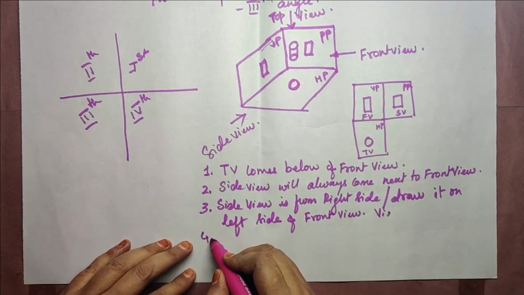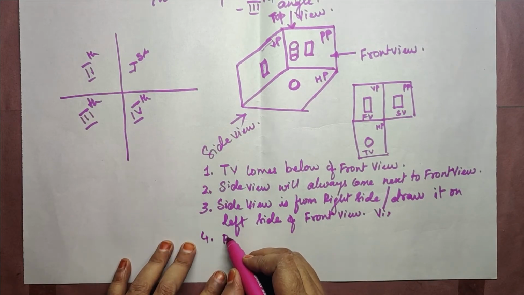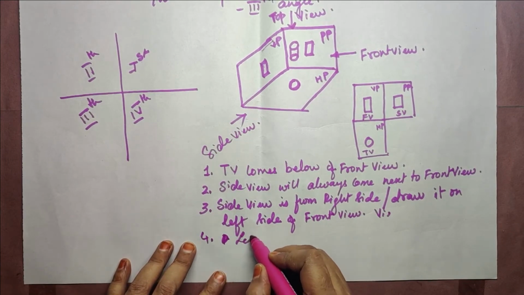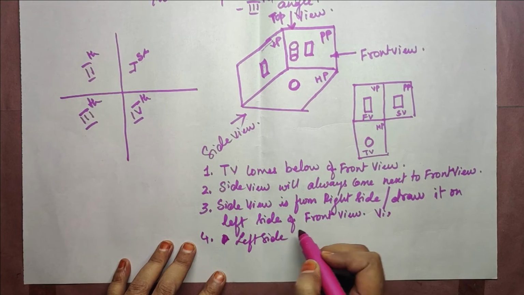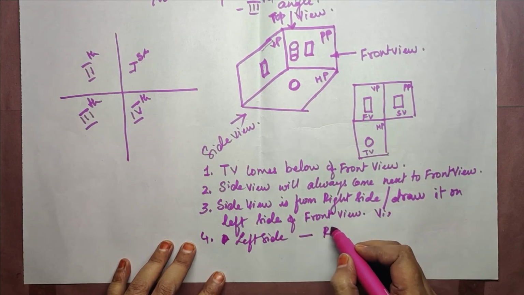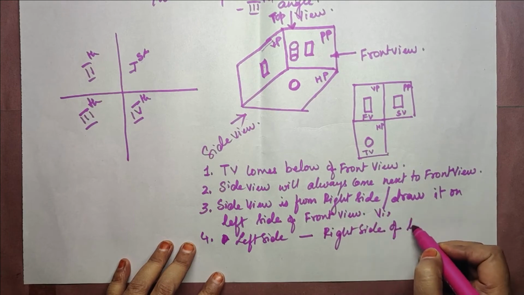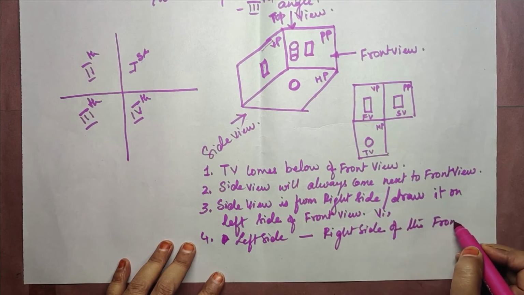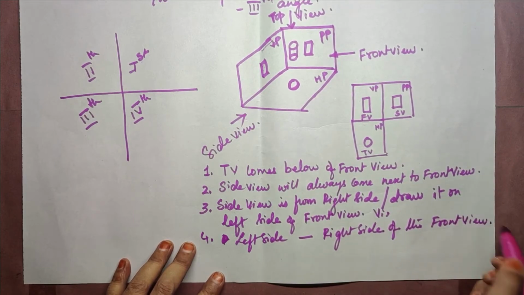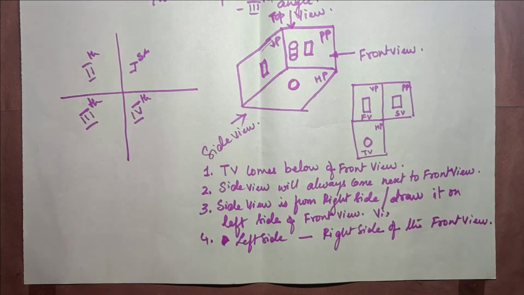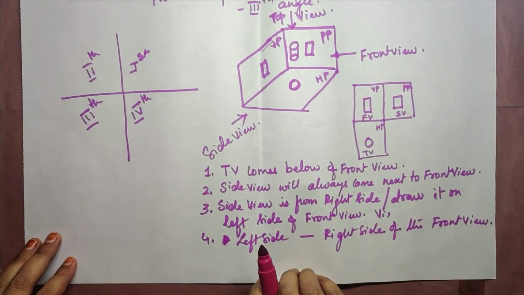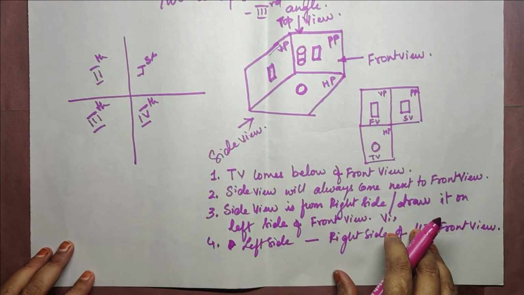So the fourth and important point is, if it is coming from the left side, you are going to draw it at the right side of the front view. Okay, so how are you going to remember all this? I will give you a very easy concept to remember this.